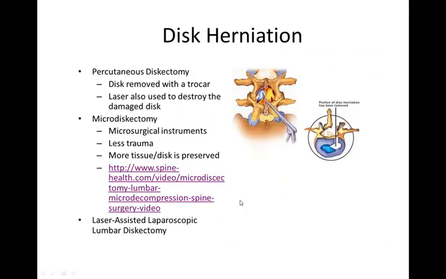Alright, and then there's also the laser-assisted laparoscopic lumbar discectomy, and again, that's where they use the laser along with the microdiscectomy to remove the part of the disc that's impeding on the nerve. This approach is actually usually done through an umbilical incision, so they actually go through the front of the body instead of the back side of the body.